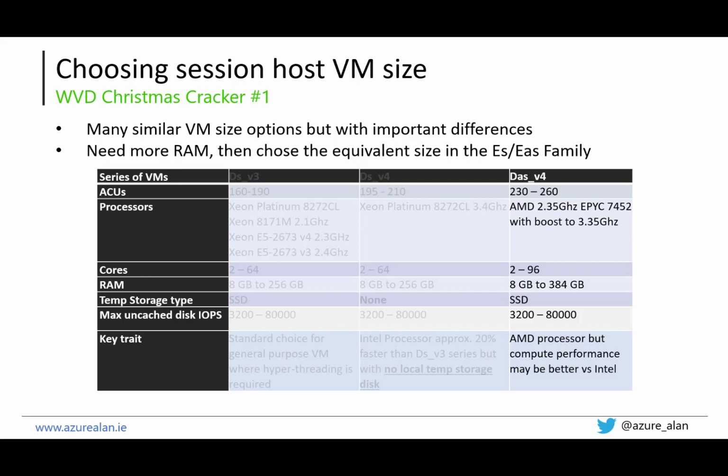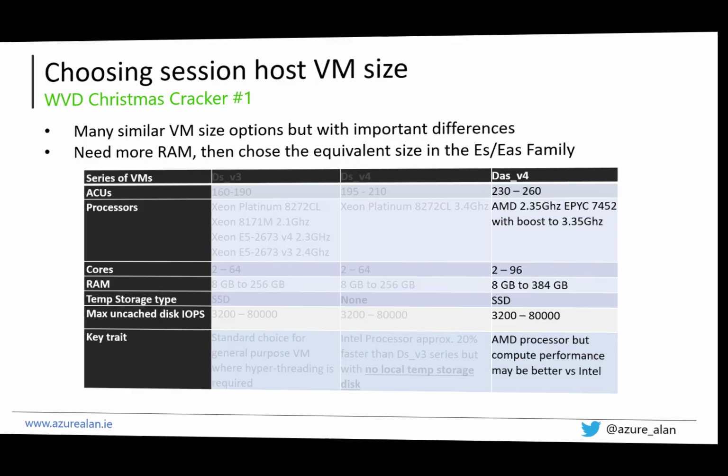If you do need more RAM, you can go with an EAS family. It's the same chipset, it just has more RAM available per CPU core. So that's an option if you need more RAM.